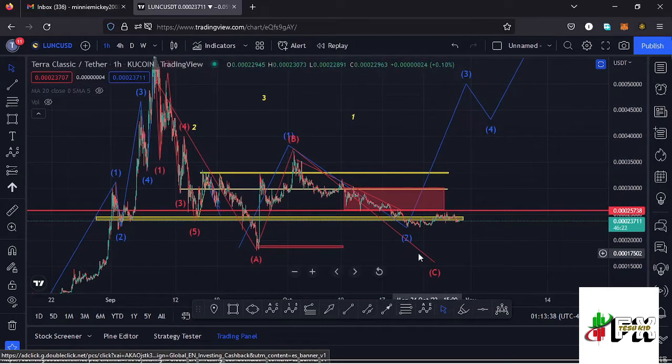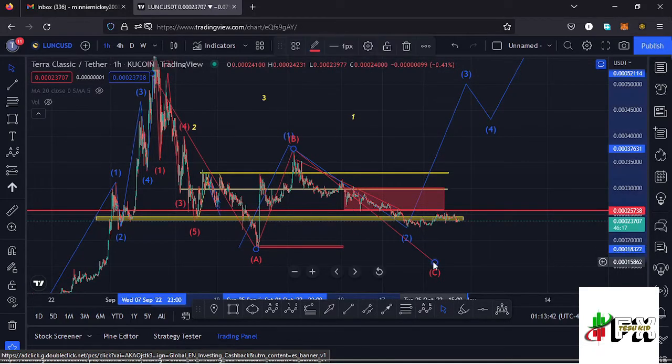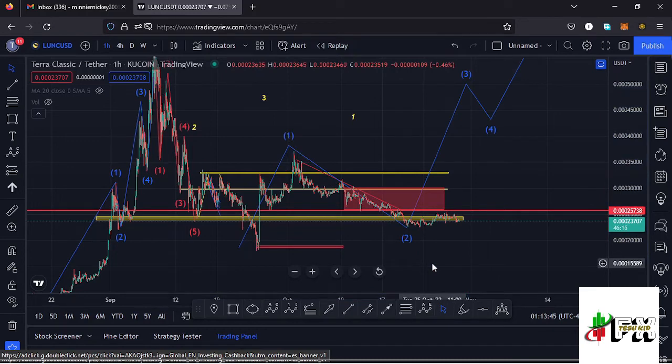Then we can start sketching out a movement to the upper side in the formation of a third wave. So let's be patient and see how that plays out, and I'll keep you updated on that.